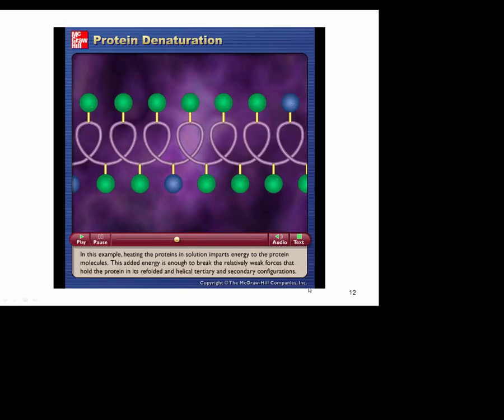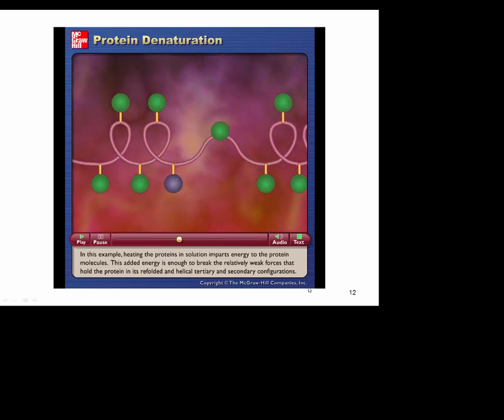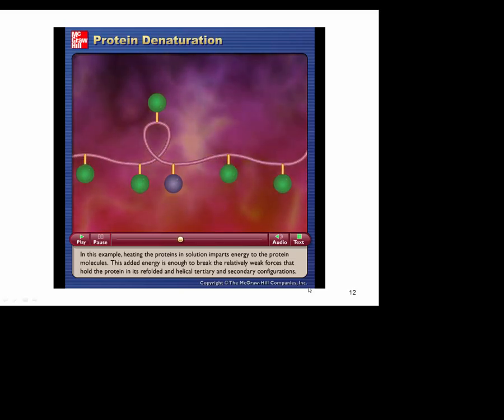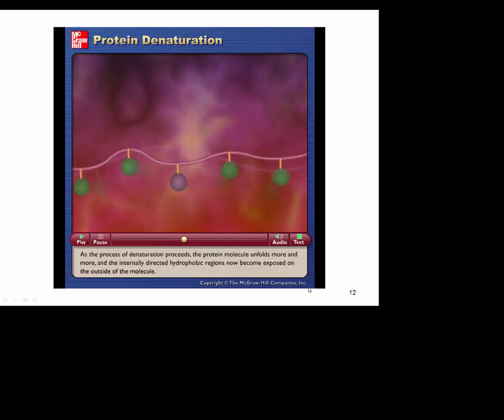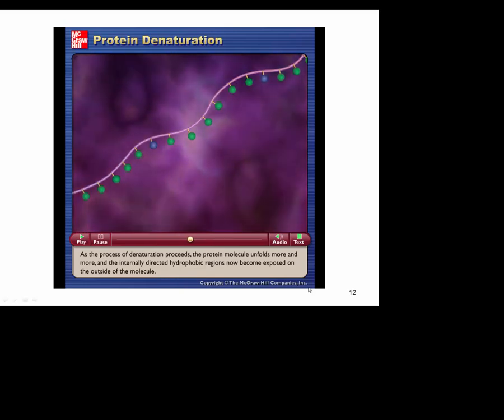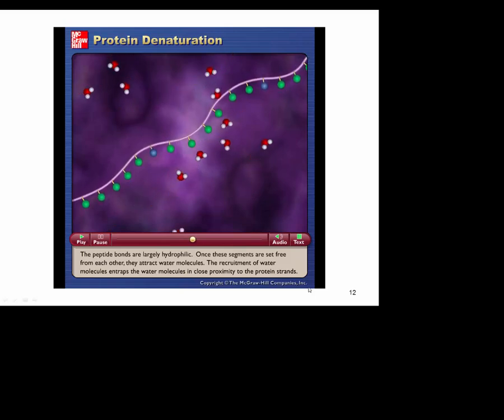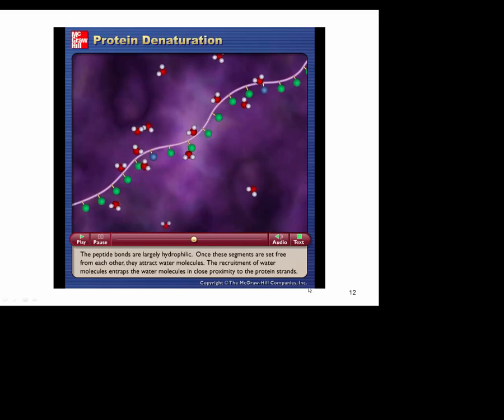In this example, heating the proteins in solution imparts energy to the protein molecules. This added energy is enough to break the relatively weak forces that hold the protein in its refolded and helical tertiary and secondary configurations. As the process of denaturation proceeds, the protein molecule unfolds more and more, and the internally directed hydrophobic regions now become exposed on the outside of the molecule. The peptide bonds are largely hydrophilic. Once these segments are set free from each other, they attract water molecules.